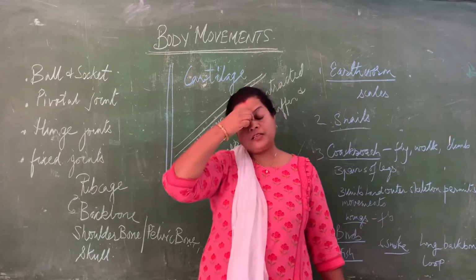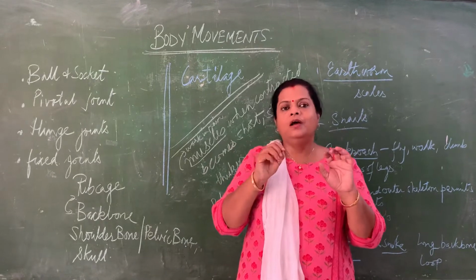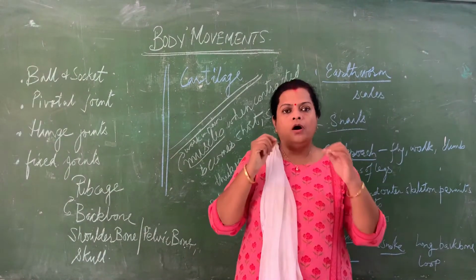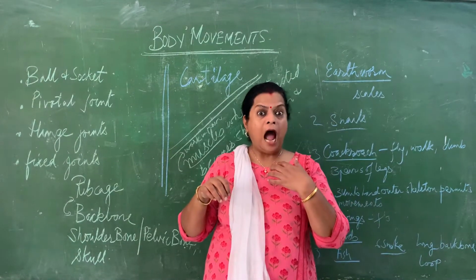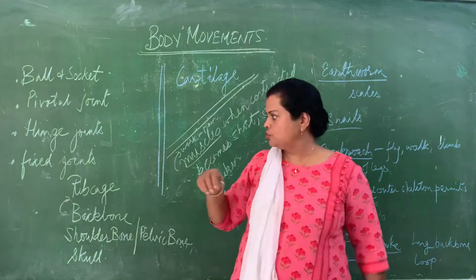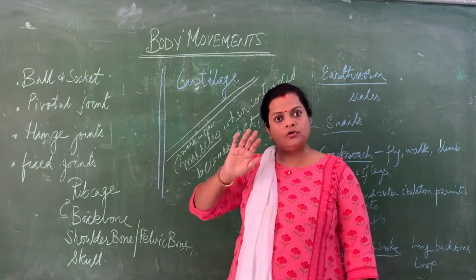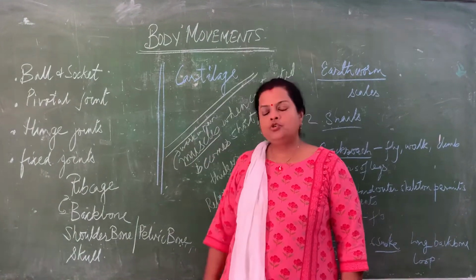Then we have some fixed joints also. These are joints but they don't move. Now open your upper and lower jaw. Just open your mouth. Which jaw are you moving? The lower one. So the upper jaw is the fixed joint. There are many fixed joints in our body. So these are the different types of joints.